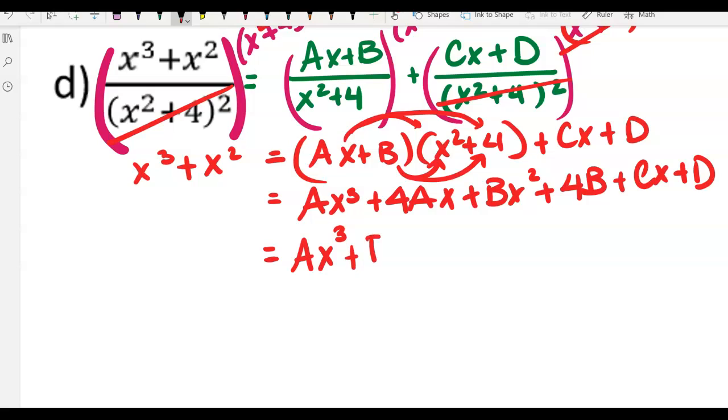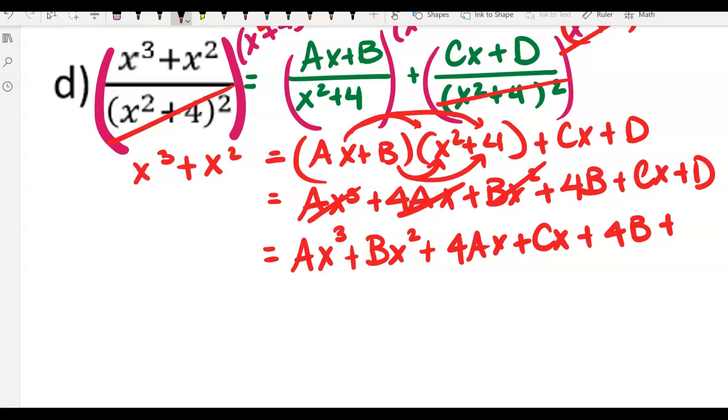Do you have to if you're so good at seeing these things? You don't have to. But if you don't and you make some silly mistakes, then, oh, this is 4Ax. Ooh, 4Ax. And then we have a Cx. And then we have 4B. And then we have a D.